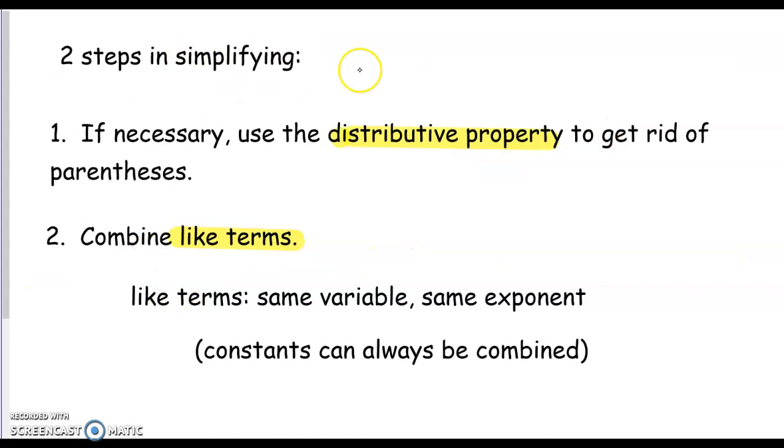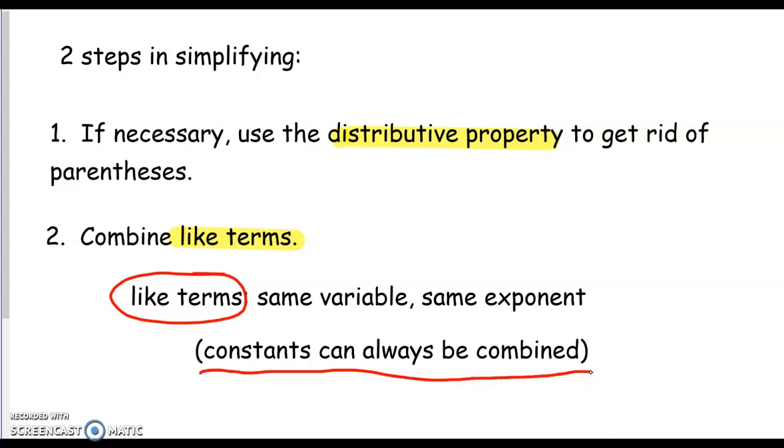Okay? All right. 2 steps that we're going to focus on when we simplify. The first one is, if necessary, it's not always, but if necessary, we want to use our distributive property that we just practiced to get rid of parentheses. And then we're going to combine like terms. All right, we talked about terms. What are like terms? Like terms have the same variable, and if there's an exponent, that has to be the same. And then constants, like numbers, without a variable, can always be combined. Those are like terms. Okay, so 2 steps.